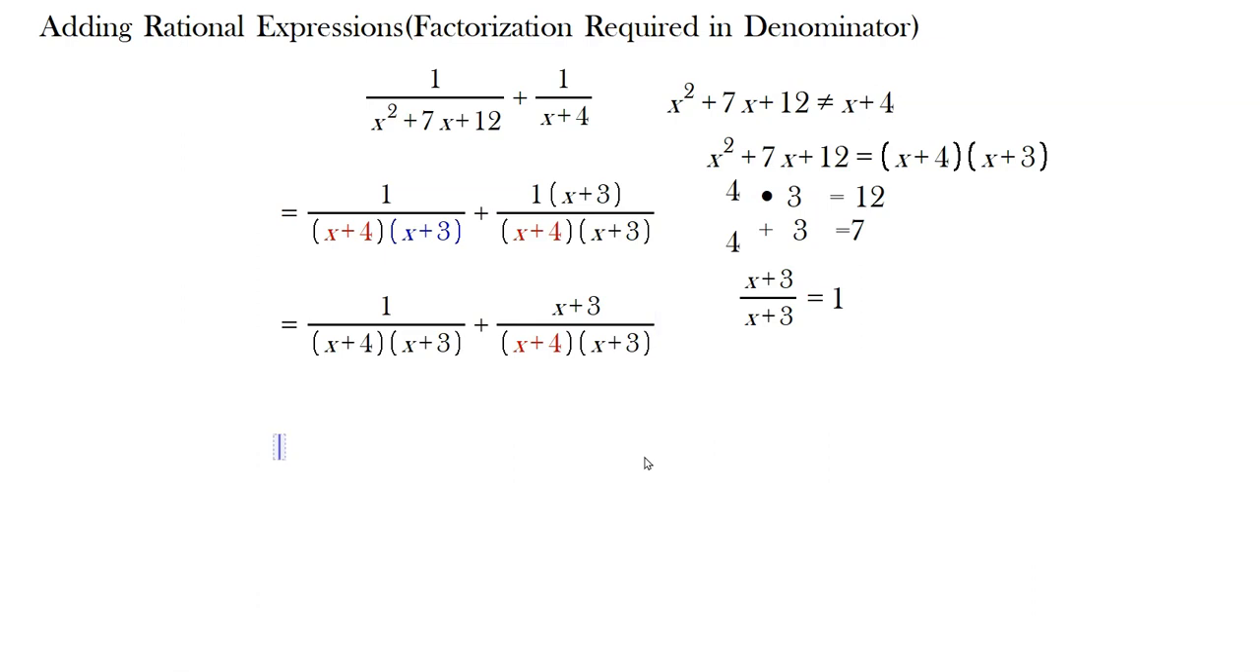Now that the bottoms are the same, you can just add up the numerators. So you can say, in other words, 1 plus x plus 3 at first, and then place that all over just that same one bottom, x plus 4, and then x plus 3. And then you work through this. The last step is you can say 1 plus 3, for example, is 4, so you can say x plus 4, or 4 plus x, makes no difference, and then x plus 4, and then x plus 3.